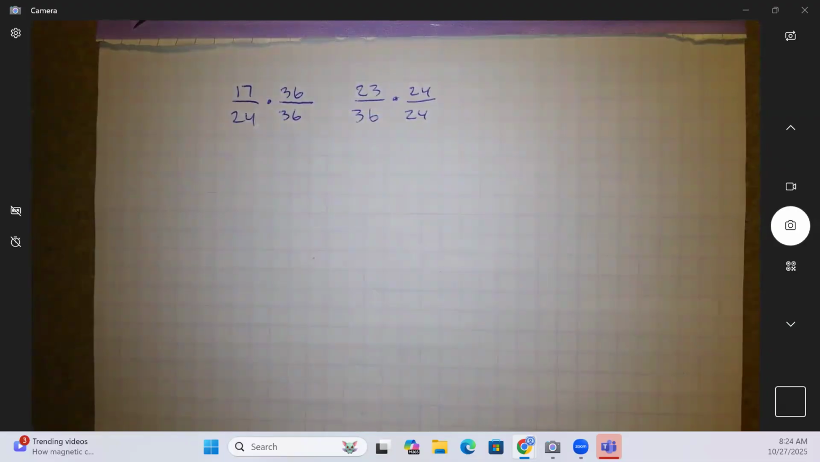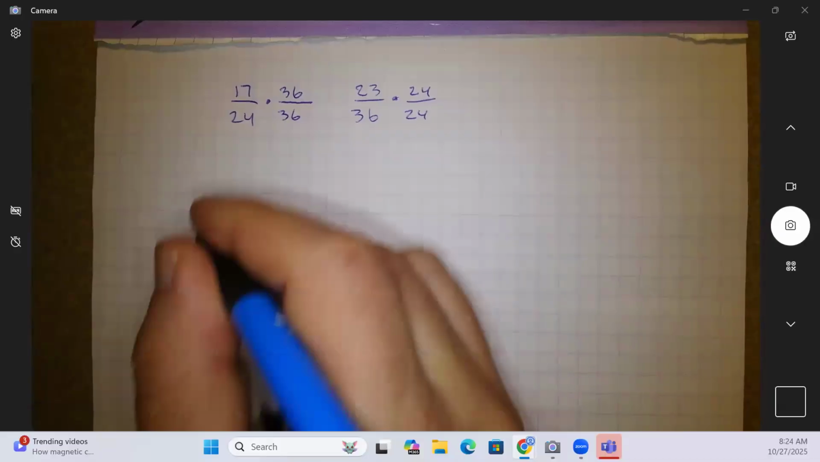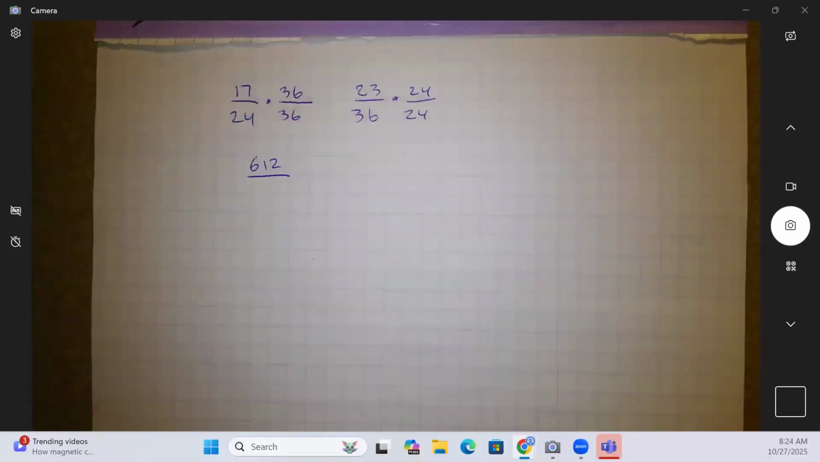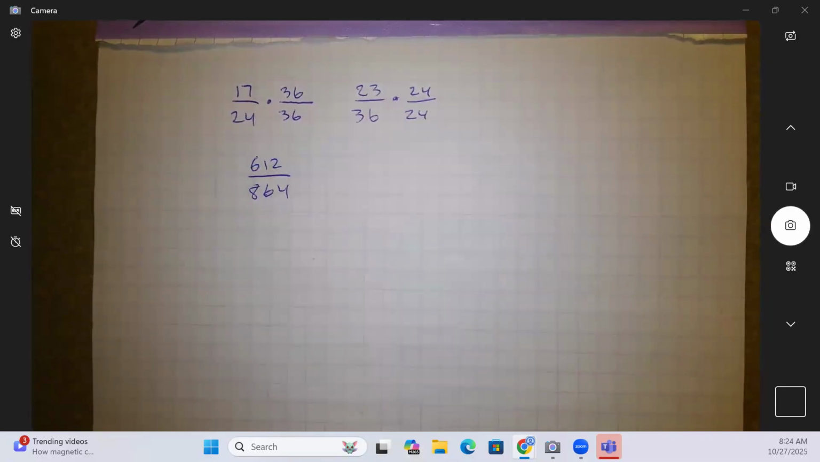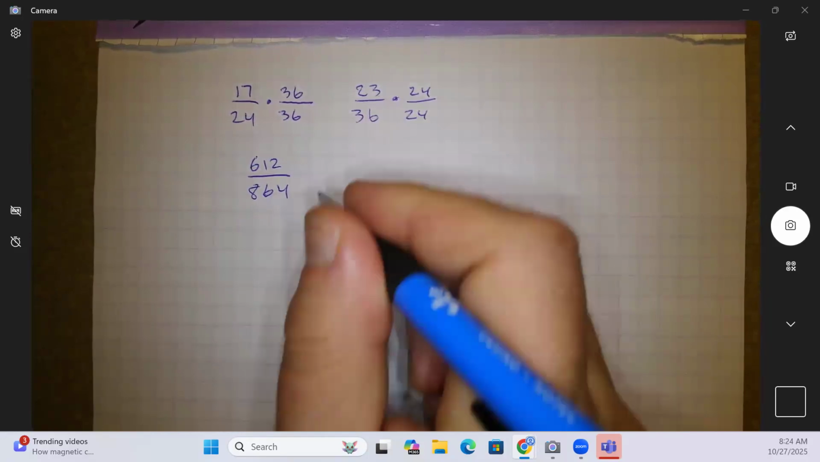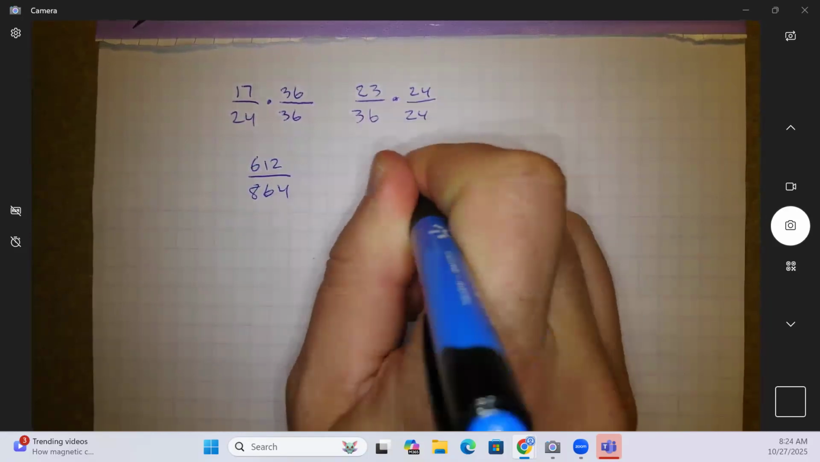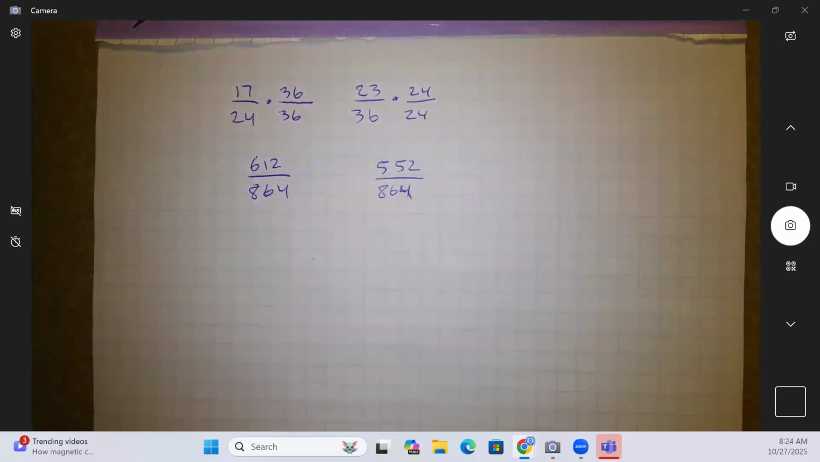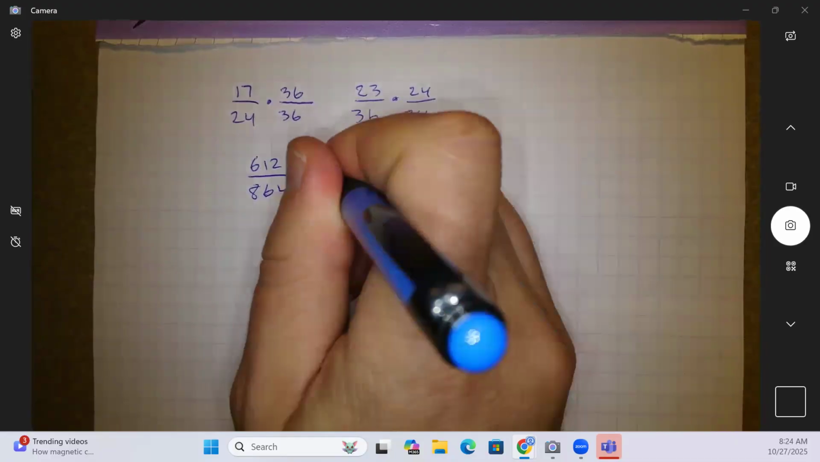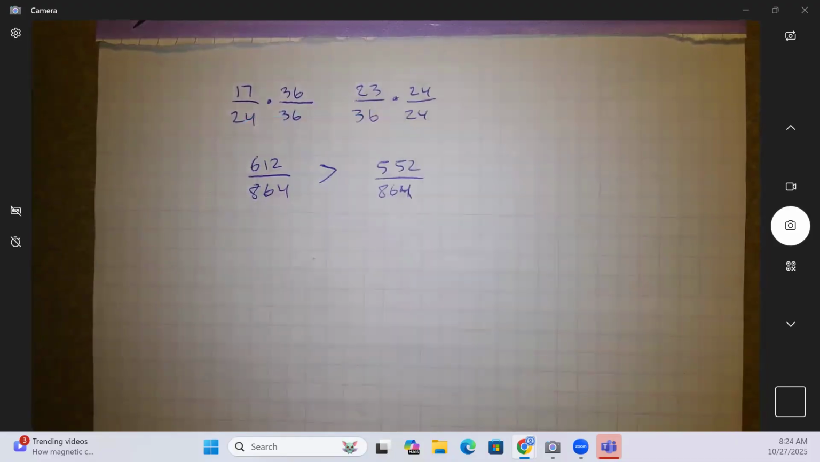It's way bigger than it needs to be, but if we're going to use a calculator anyway, it's not that big of a deal. I get 612 over 864. And I get 552 over 864. And which one of these fractions is bigger? The one on the left, because 612 is bigger than 552.